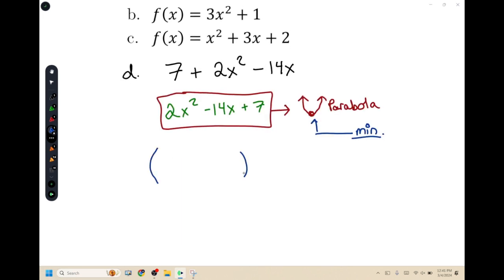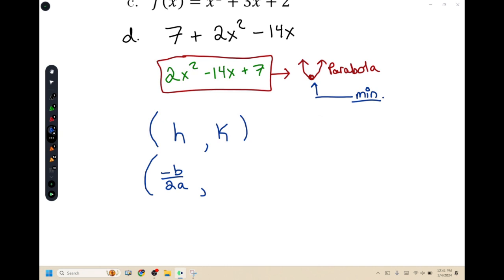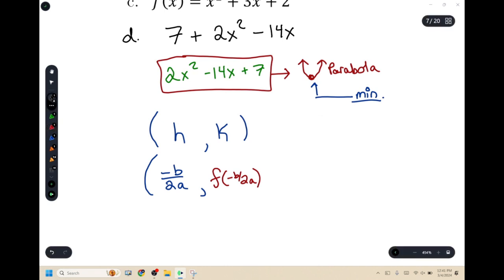Well, don't we have letters that stand for the vertex first? Okay, but that's not helpful to us. But we have a formula for one of those letters: negative b over 2a. And that means I have a formula for k based on that, which is... good call. f of negative b over 2a.